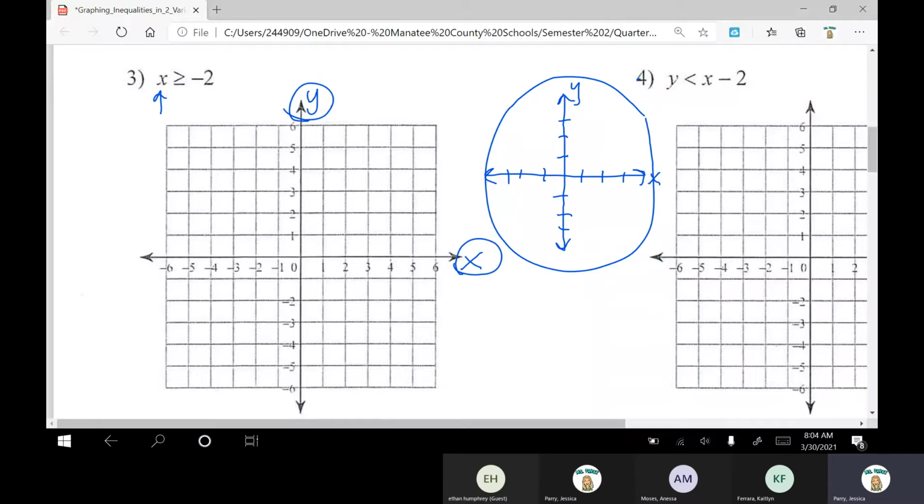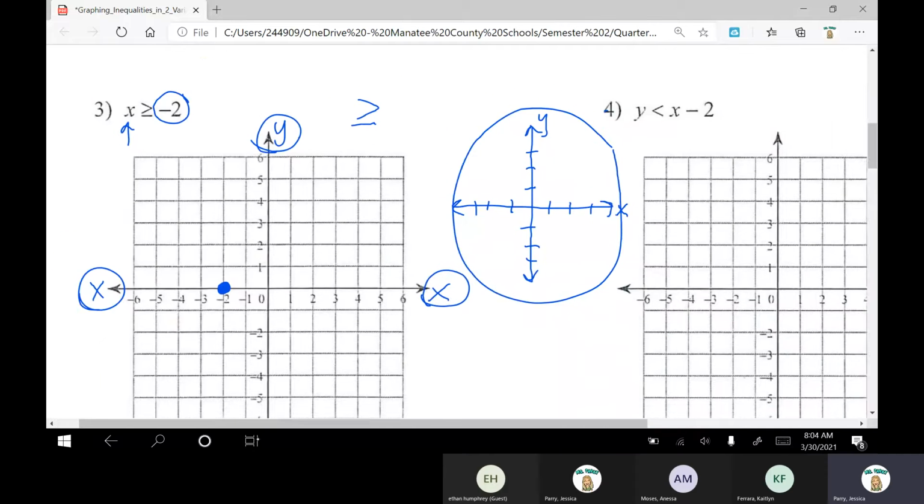And for this one, since our point is going to go on the x-axis, we're going to put a dot on the -2 on the x-axis. We're going to look on the x-axis. That's the line that goes side to side, left to right, this one here. Okay, we're going to put a dot on -2, which is right here. And then we're going to draw our line, do our shading, okay? This one here, it's the greater than or equal to sign.